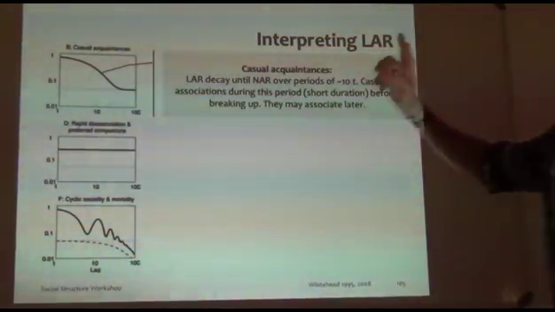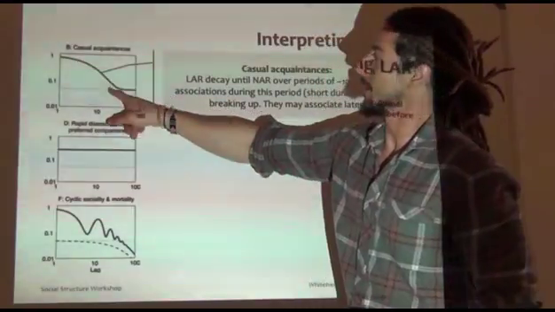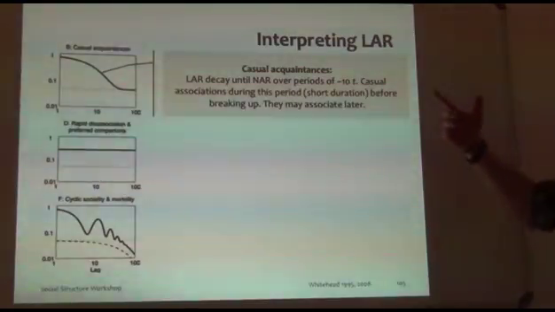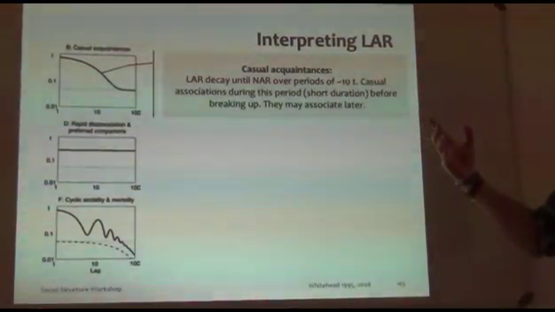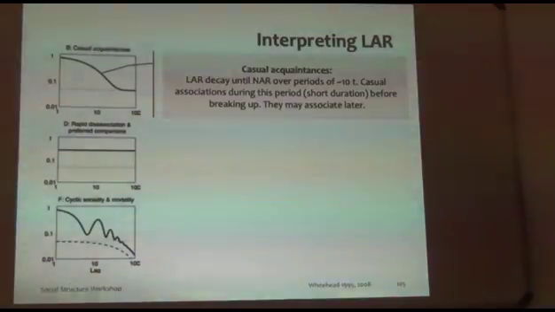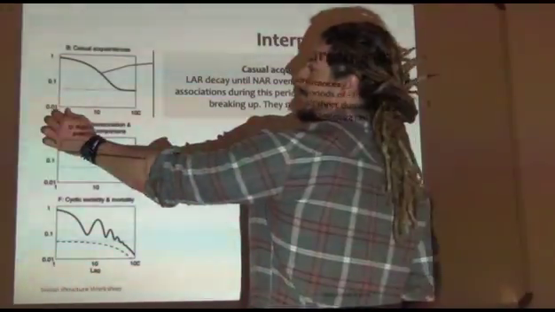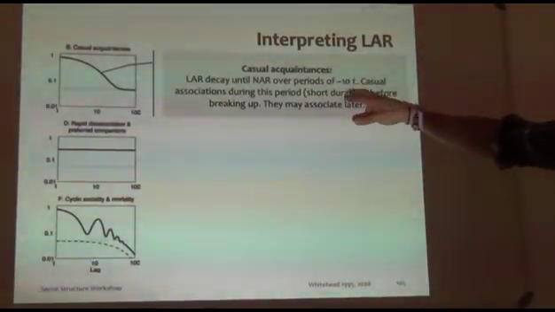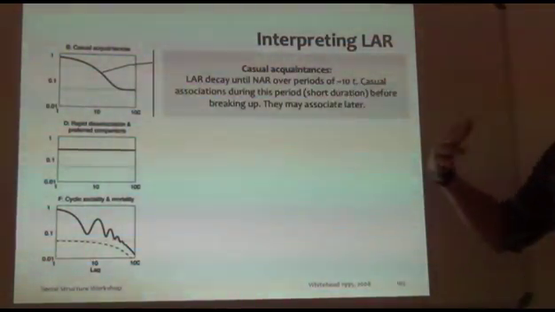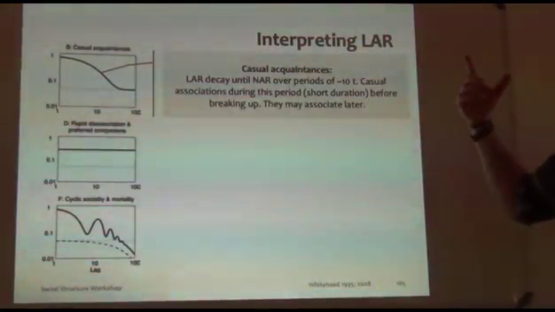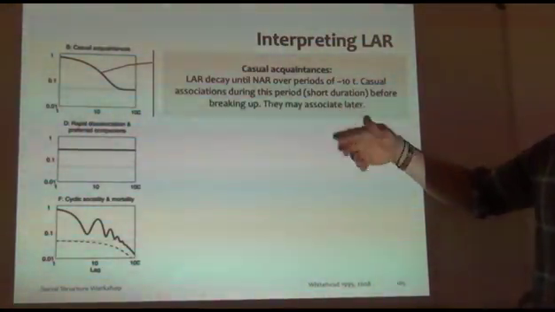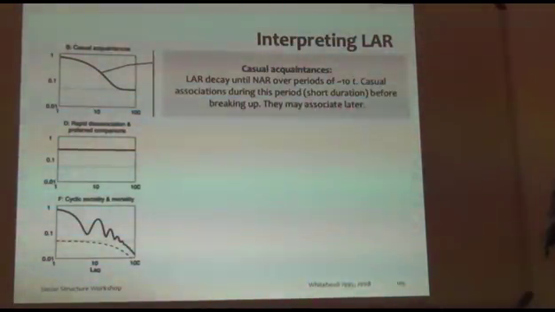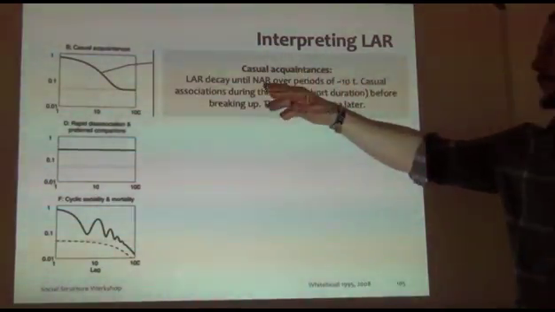In a case where we start with everybody associating and then they die off down to the null association rate, that suggests casual acquaintances. Within the first sampling period everybody's there, but after about 10 sampling periods they tend to leave. So the associations are usually short, and then they break up, but maybe not forever. They might reassociate later. This is one of the most common cases.